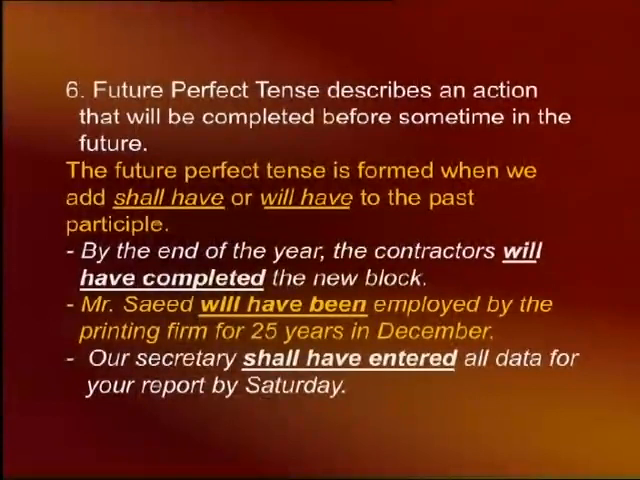And the third perfect tense is the future perfect tense. It describes an action that will be completed before some time in the future. This perfect tense is formed when we add shall have or will have to the past participle. For example, in the sentence, by the end of the year, the contractors will have completed the new block, you are describing an action that will be completed before some time in the future.